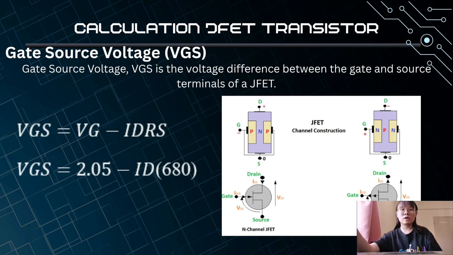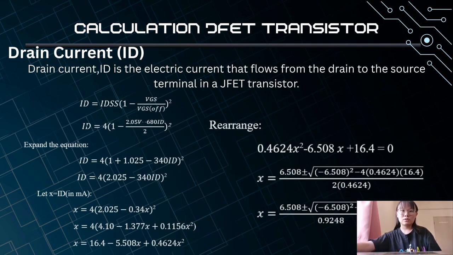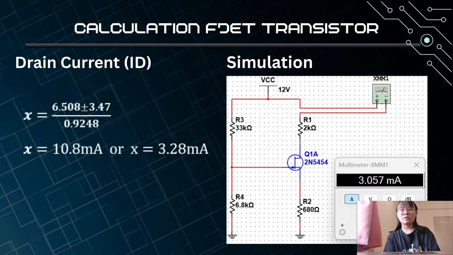After that, we need to calculate drain current ID. Drain current ID is the electrical current that flows from the drain to the source terminal in a JFET transistor. So we need to rearrange our algebra equations, and we need to use the quadratic formula to solve our algebra expression, and we get the value of ID is 10.8 milliampere or ID is equal 3.28 milliampere. So we decide to take the value of ID is equal 3.28 milliampere as 10.8 milliampere is too large to maintain our circuit. And the following is our simulation.